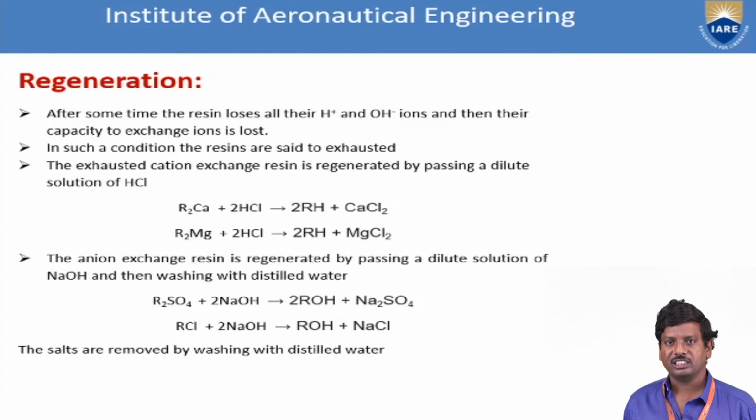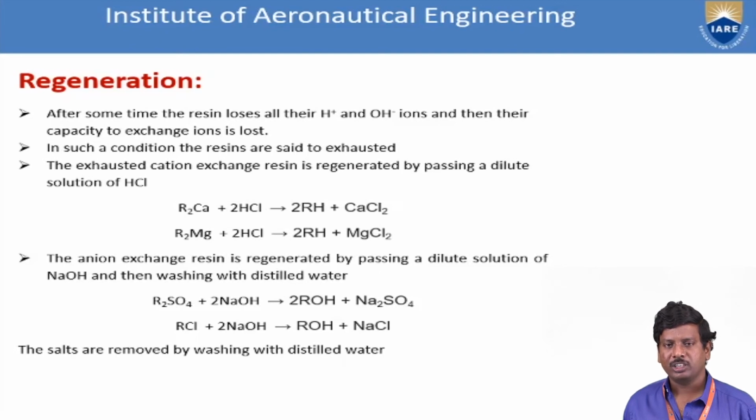The exhausted cation resin is regenerated by passing a dilute solution of hydrochloric acid. That means the resin filled with calcium ions, with the formula R2Ca, reacts with the hydrochloric acid and is regenerated to give a fresh resin RH, along with calcium chloride. If it is resin filled with magnesium, that also reacts with the hydrochloric acid to give a fresh resin with the formula RH.